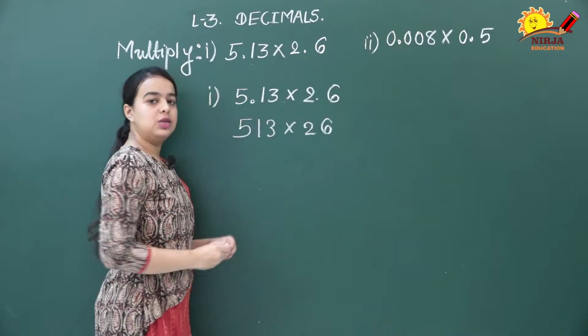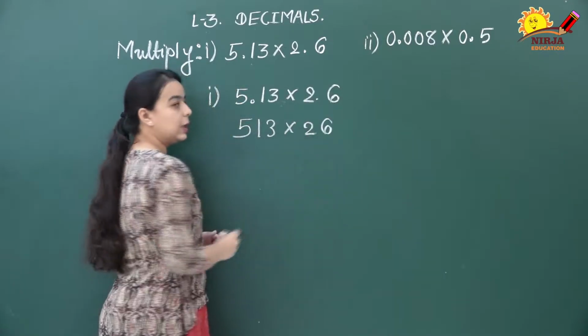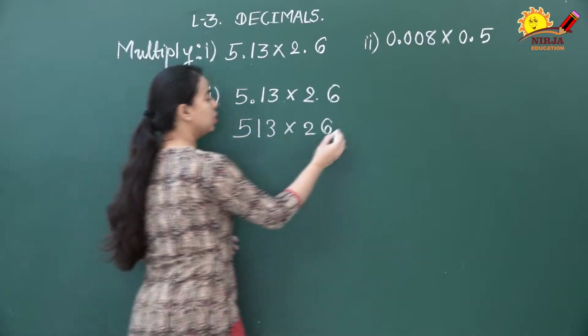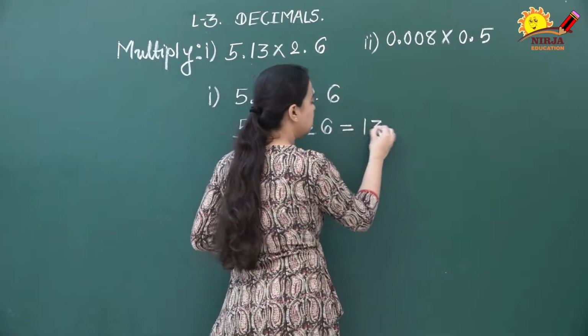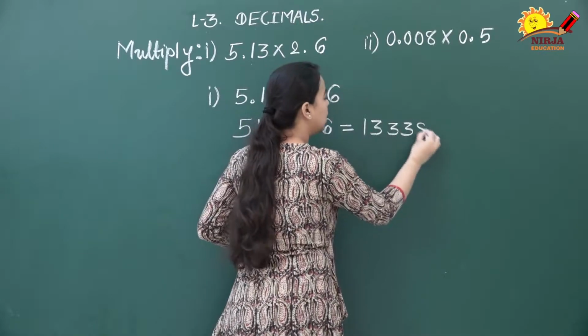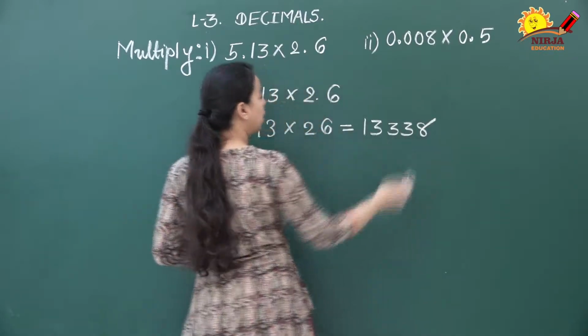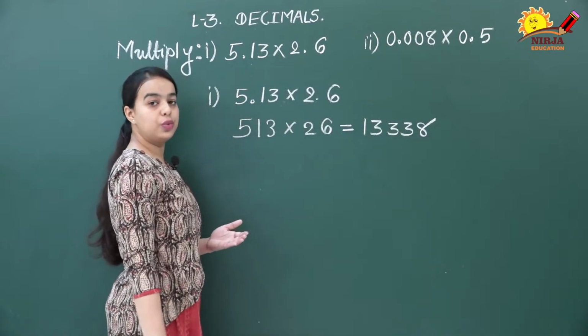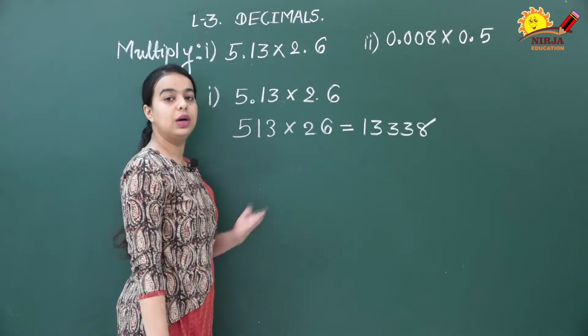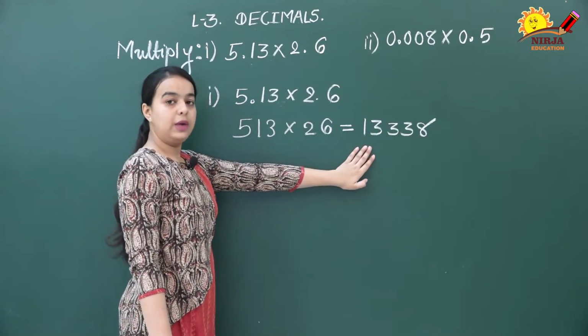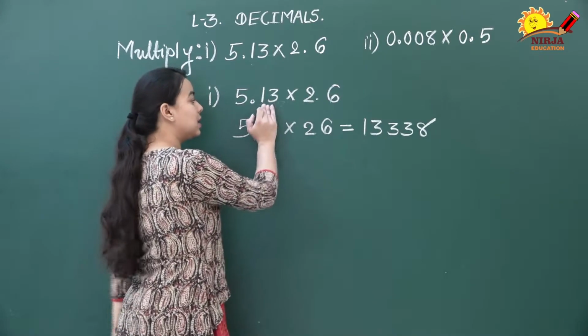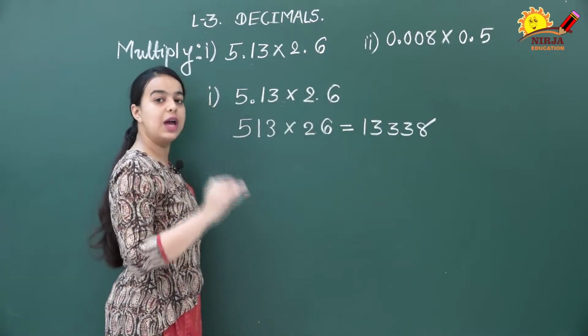And as you all know how to multiply whole numbers, if you do it, you will get the answer as 13,338. Now we need to put the decimal point in our answer. For that we need to count decimal places from the given numbers which we are multiplying.